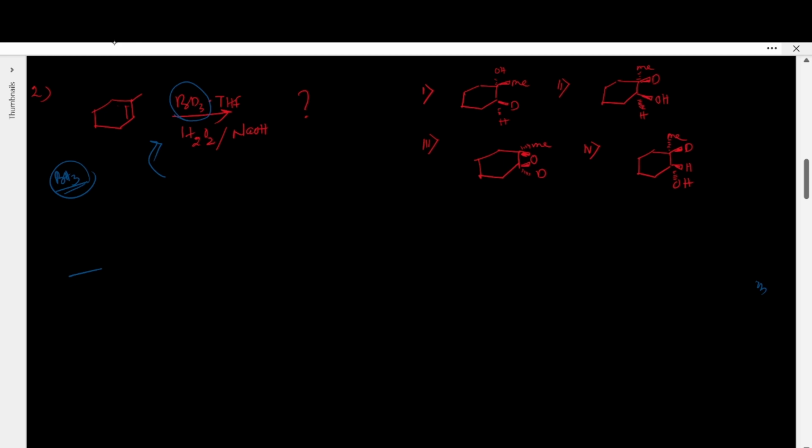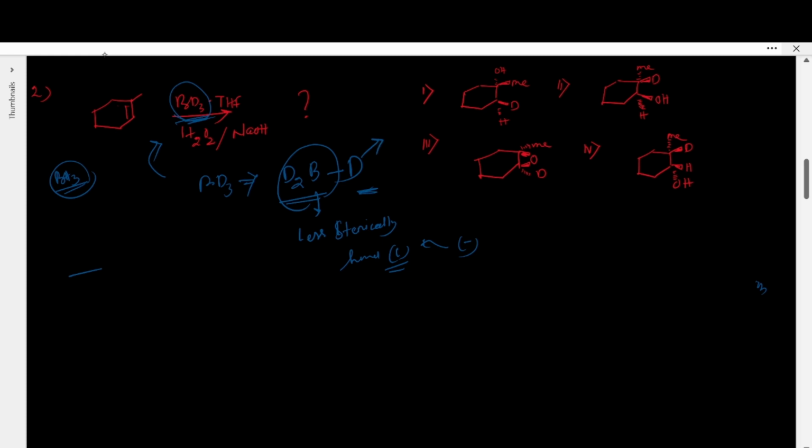So we have to add BD3 to the double bond. So what do we learn? BD3 we can write like D2B and D, and this boron part will add to the less sterically hindered carbon, which stabilizes the negative charge, and D will add to the more substituted carbon.